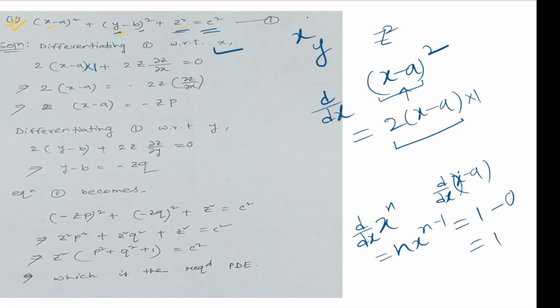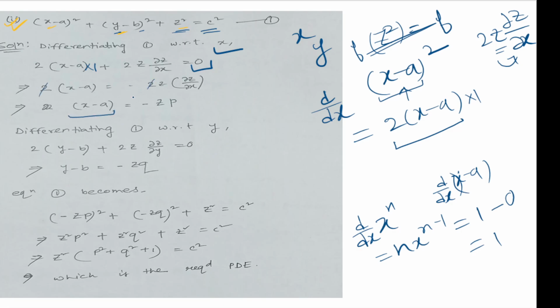So the differentiation of z square is going to be 2z and dz dx, because the chain rule is being applied again here, right? After that, c square is definitely a constant, so the differentiation of that part is going to be 0.